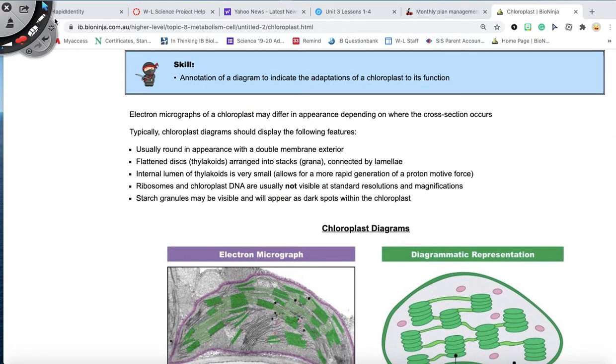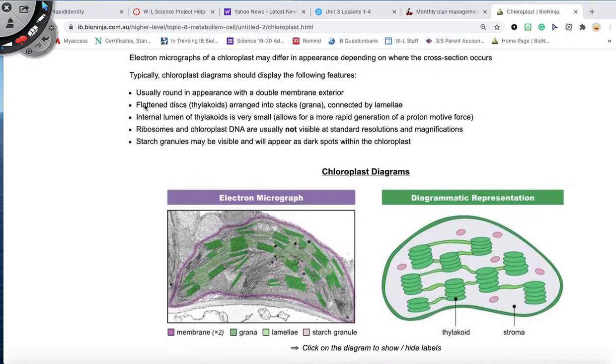For this particular topic, you should be able to, as a skill, annotate a diagram of the chloroplast, just like you were asked to do for the mitochondria, and indicate those adaptations that help maximize the photosynthetic efficiency of the chloroplast. On a test, you might see an electron micrograph like this, or you might just see a diagram like this, and you need to be able to understand what you're looking at.